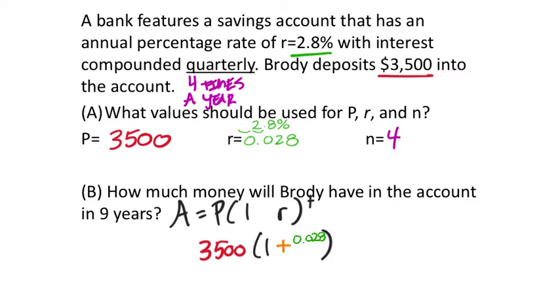Now, why did I put that there? It's because that's for a full year. The rate is for a full year, but this one is occurring 4 times in a year, so we're going to have to divide that by 4.